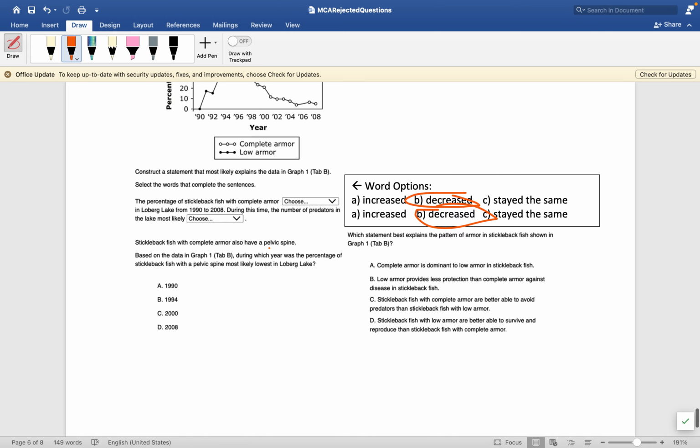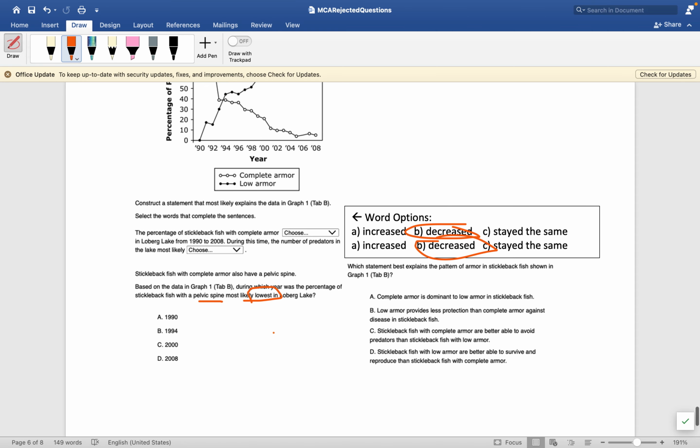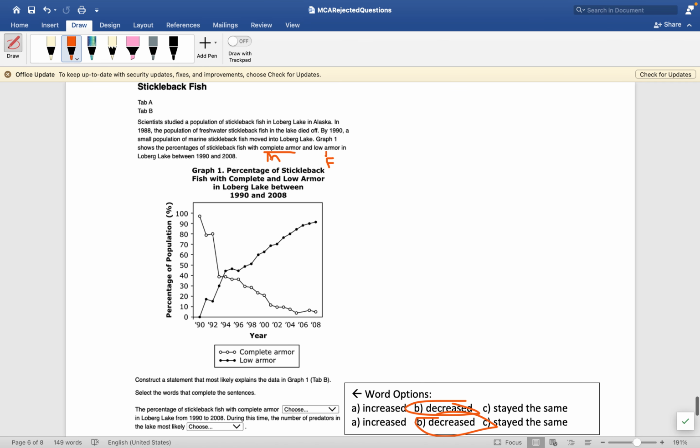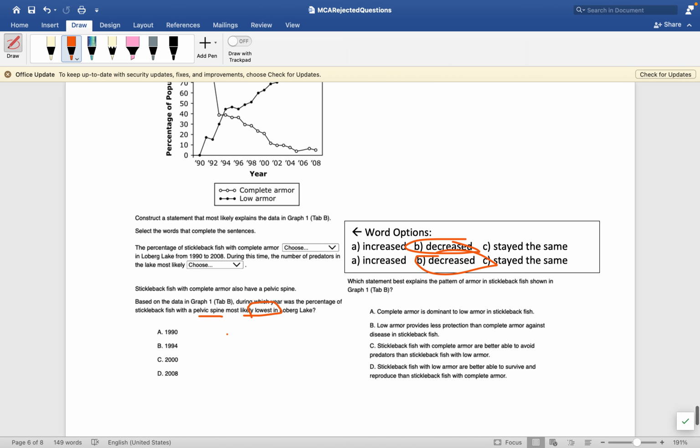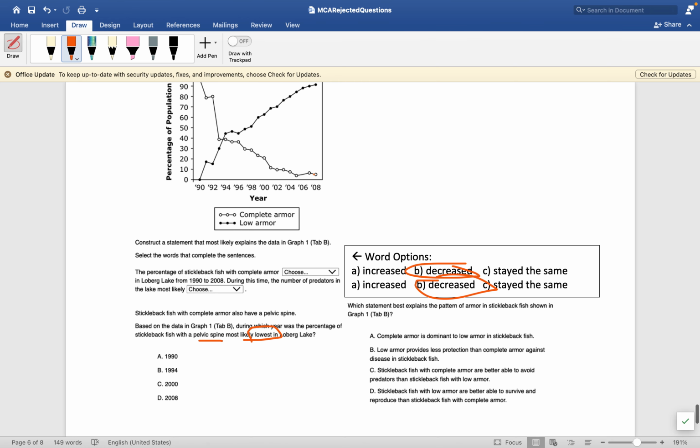Stickleback fish with complete armor also have a pelvic spine. During which year was the percentage of stickleback fish with a pelvic spine most likely lowest in Loughburg Lake? Okay, so usually stickleback fish that have armor have the pelvic spine, and so we don't really need the pelvic spine, so following the complete armor must be most recent, 2008.